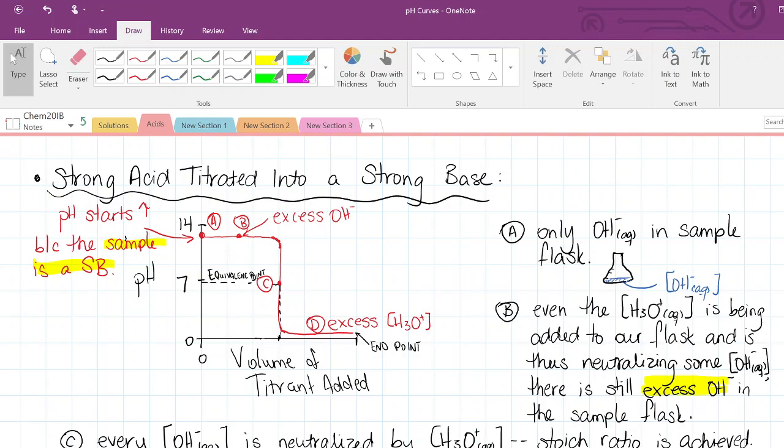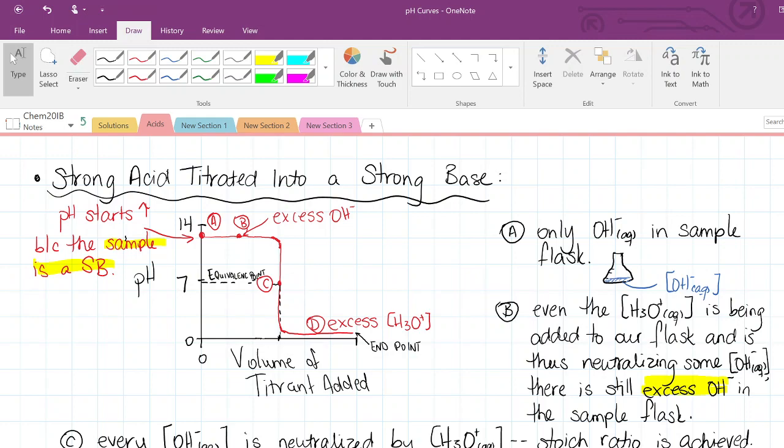But the more volume of titrant, or the more volume of strong acid, we add to that strong base sample, there's going to come a point where we start observing that the pH actually does start to change, because now the amount of hydronium that's in there is starting to become equivalent to the amount of hydroxide. You can kind of imagine it like a teeter-totter, right? We're adding more and more hydronium, so that teeter-totter is leveling out. And as that teeter-totter levels out, remember, we start moving toward a pH of 7.